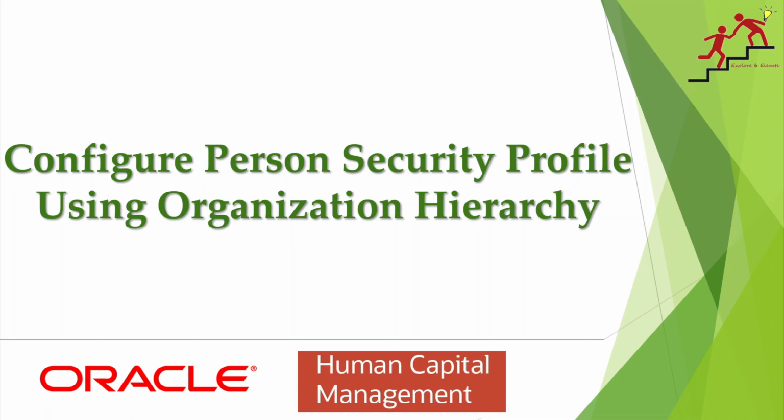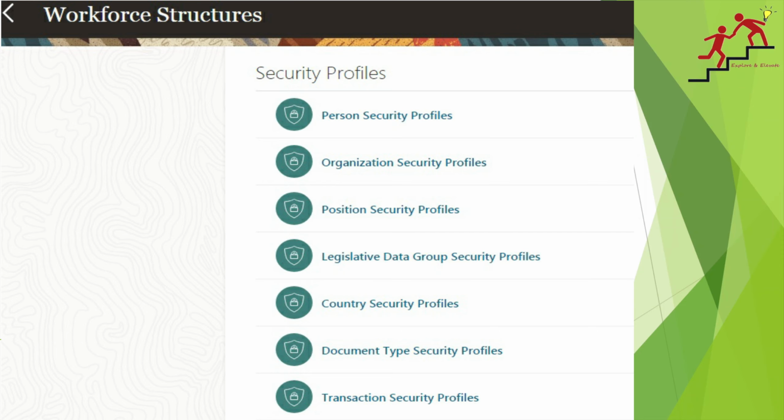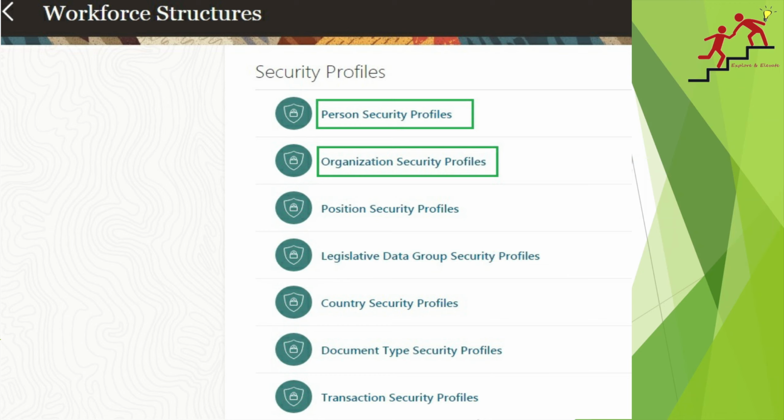In Oracle Cloud HCM, there are quite a few different types of security profiles available as you see here. Each one of them serves its own purpose and we may need to use one or more than one among these according to our requirement. For now, our requirement for this demonstration is to secure the person data based on the organization hierarchy. So we are going to use both person security profile and organization security profile.